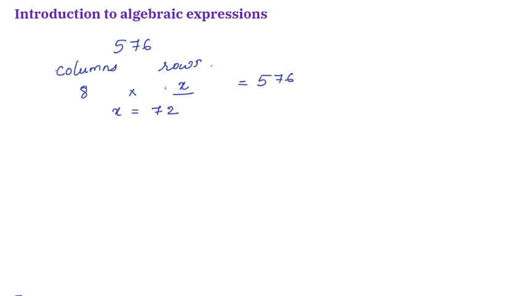Suppose that this 72 is too long for that hall. Then what will we do? We will try to accommodate some more columns. Suppose that it is 12. Then how many rows will there be?